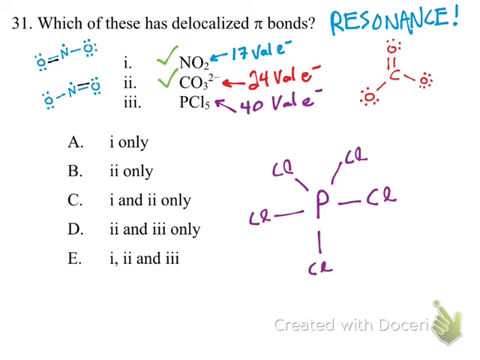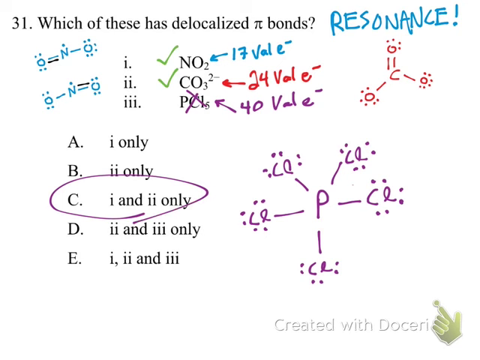So 11, 12, 13, 14, 15, 16, 17, 18, 19, 20, 21, 22, 23, 24, 25, 26, 27, 28, 29, 30, 31, 32, 33, 34, 35, 36, 37, 38, 39, 40. Okay, we're done with our structure. And no, there's no resonance here. This one's good as it is. So this one, not so much, which means 1 and 2 only. Which brings us to our last question.